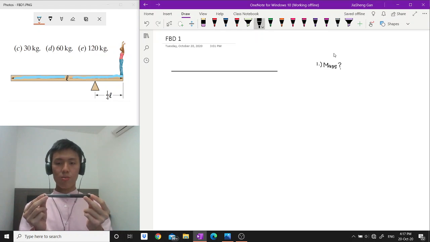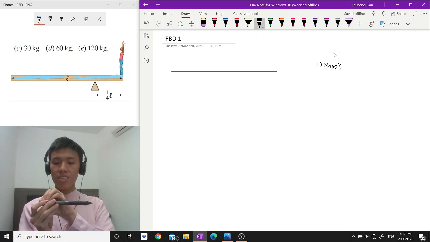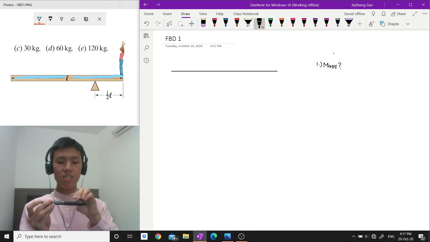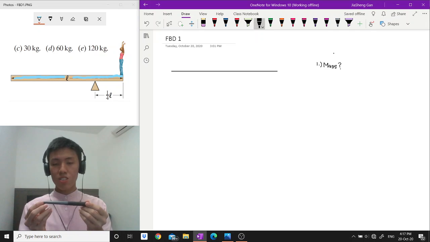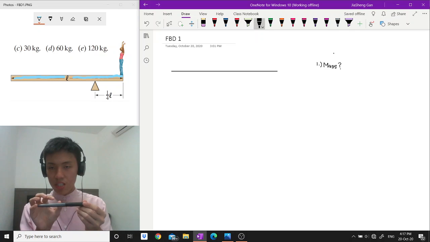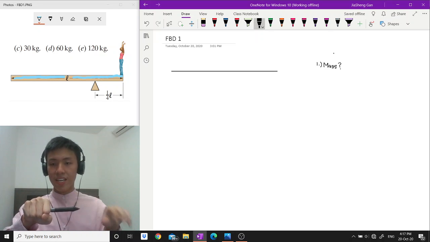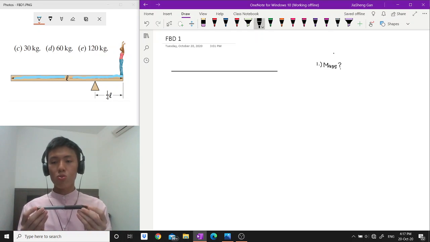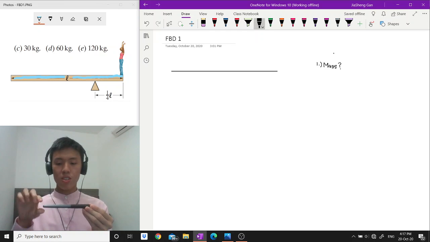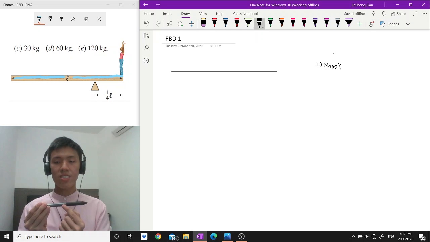If you have a plank and they tell you that it's a uniform rigid body, uniform rigid body means the mass here and the mass here and the mass here and the mass here are the same. It's uniform. It's not concentrated on one side. Concentrated on one side means this side is very heavy, but this side is very light. That one is not uniform. Usually in our syllabus we call it a uniform rigid body. So if it's a uniform rigid body, the mass is evenly distributed. If it's evenly distributed, then the center of mass will be at the center.